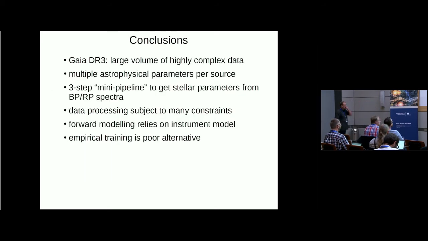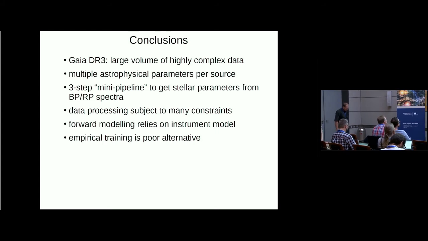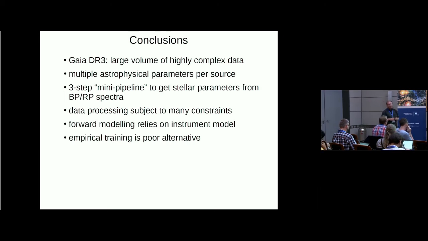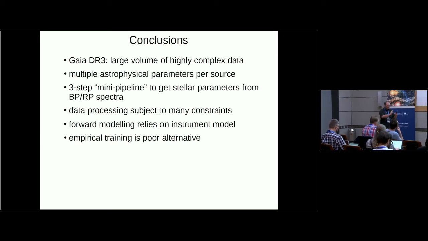All right, so let me wrap up. For the third Gaia data release, the volume and the complexity of the data will be a real challenge, not only for you, but already for us internally in the Gaia consortium, processing and validating this data, even before you get your hands on it and can start to actually use it. There will be multiple astrophysical parameters per source, so you may get multiple temperatures per source. You may get conflicting information per source. The temperatures may not agree. Or you may get a stellar temperature and a quasar redshift for a source. So you have to be prepared to deal with that.